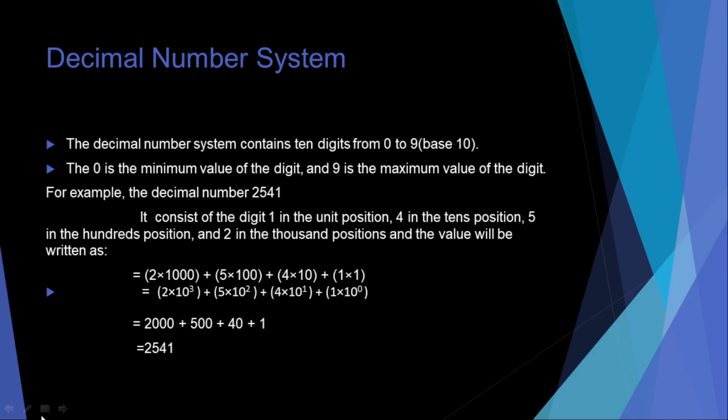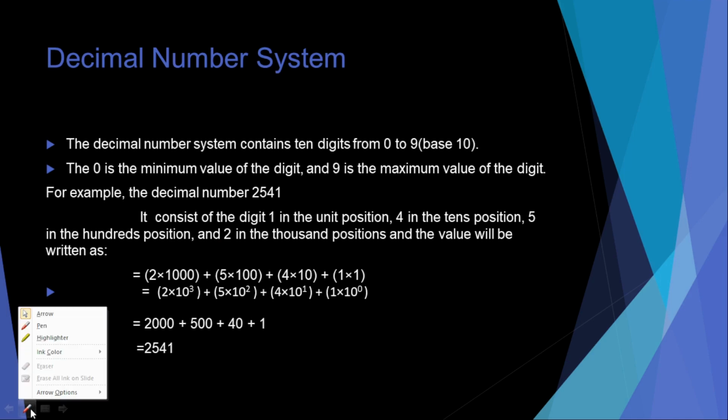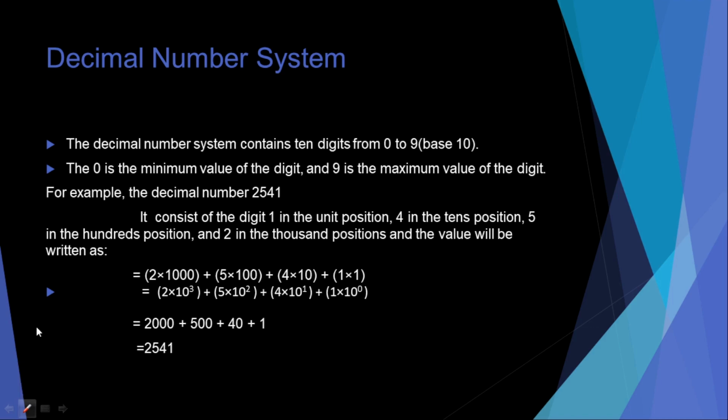Next is the decimal number system. Like the binary number system, it also has a base value, which is 10. Its digits start from 0 to 9. So there are 10 digits, where 0 is the minimum value and 9 is the maximum value. This is an example of a decimal number: 2541.